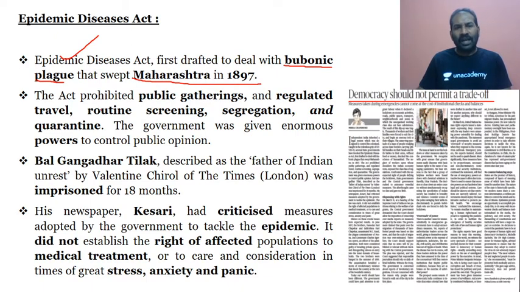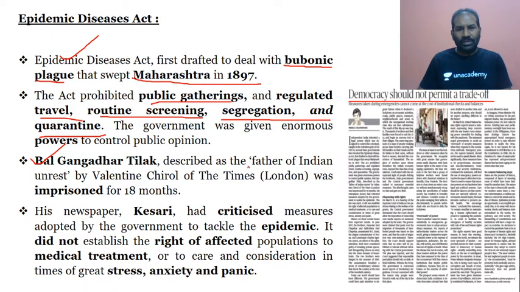So this act prohibited public gatherings, and they also regulated and contained travel, with routine screening, segregation and quarantine. That means whatever is happening now was part of the Epidemic Diseases Act. In 1897, Maharashtra, or specifically Bombay, now Mumbai, was attacked by the bubonic plague. Then we will look a bit into the past.